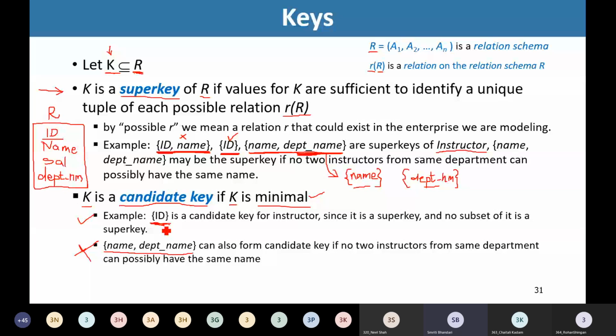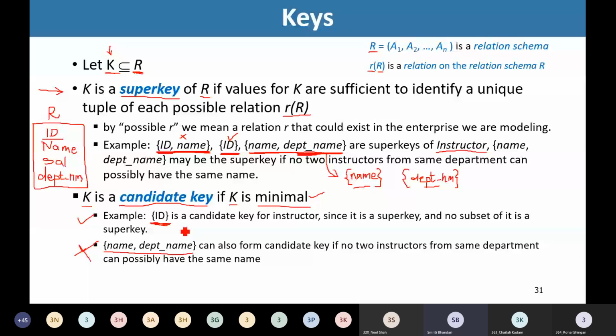But there is a possibility that the instructor may change the department. Sometimes an instructor is transferred from one department to another in the university. So this combination may change. But since ID is the unique identifier provided to every instructor, ID will never change. That is why we select ID as the primary key for the instructor relation.